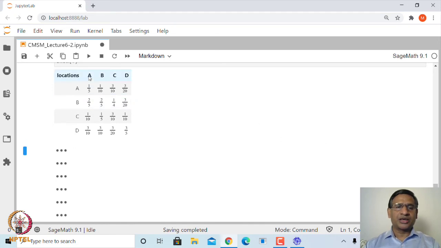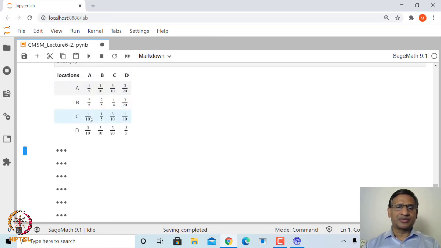This table means that 1/5 of the cycles hired from location A are dropped at location A, 1/10 from B are dropped at A, 1/10 of cycles hired from location C are dropped at A, and 3/20 of cycles hired from location D are dropped at location A. So, this is the end of the day. In the morning you have some cycles, and 1/5 from A comes back at A, 1/10 from B comes at A, and so on. So, this is the matrix.